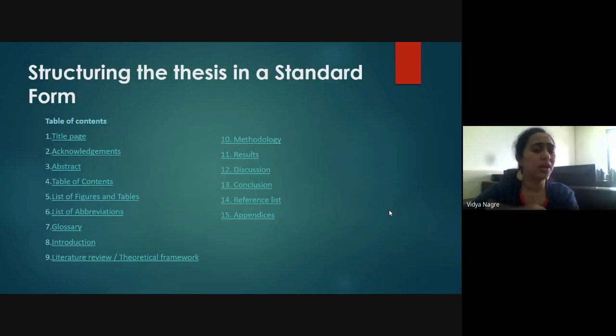Now, this is the overall standard structure of any thesis: title page, acknowledgement, abstract, table of contents, and so on. I'll be discussing those in detail in the next slides.